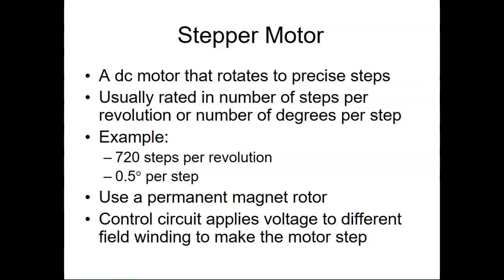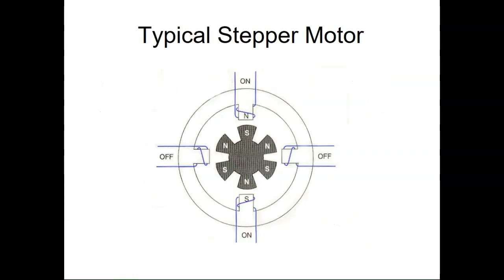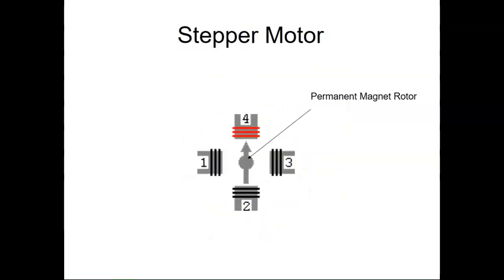These use a permanent magnet rotor, and you apply voltage to different windings to make the motor step. So what it's saying is essentially this. I think this one does. Yeah, there's the animation right there, guys. So essentially this is what a stepper motor does.